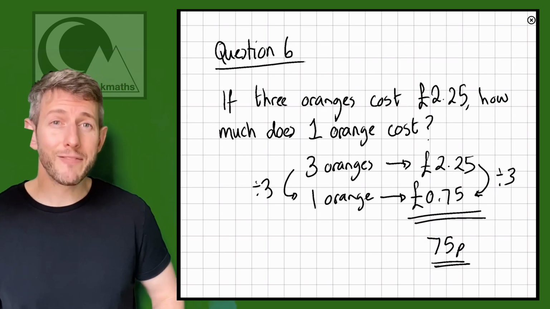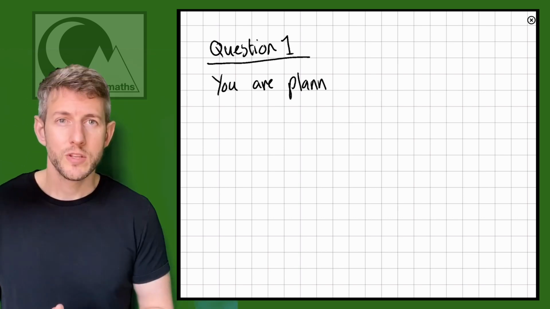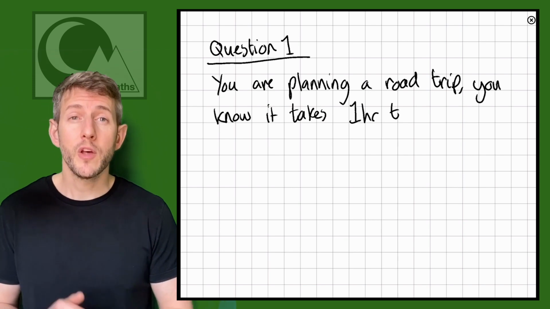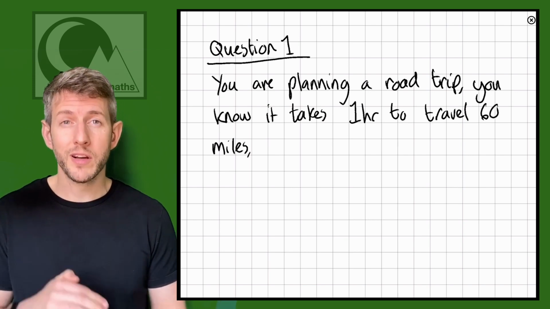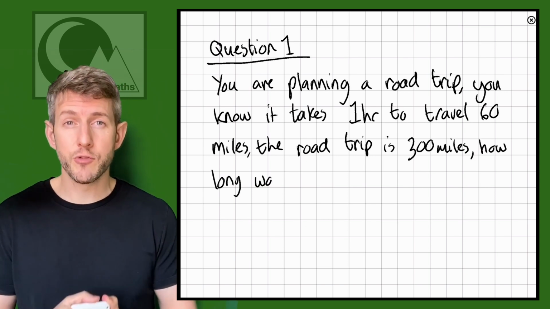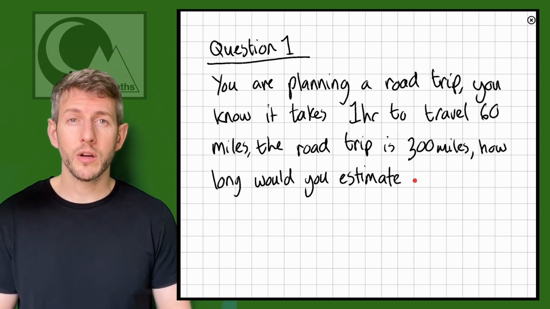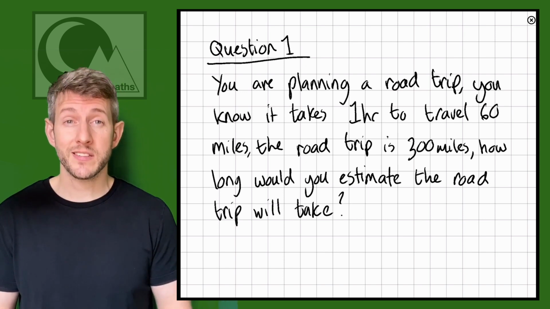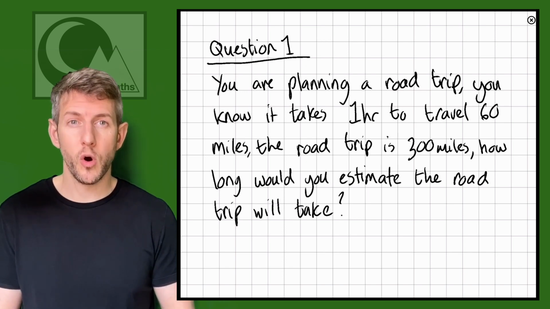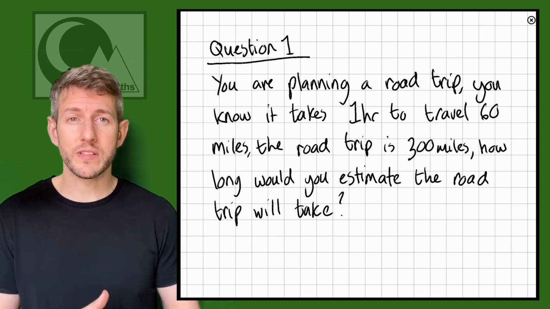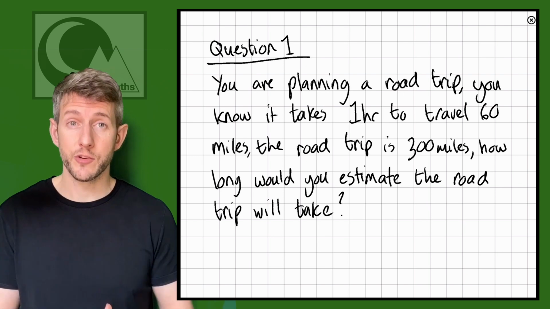Right, let's have a look at the scenario questions. So here we are. First scenario question. It says you're planning a road trip. You know that it takes you 1 hour to travel 60 miles. The road trip is 300 miles. How long would you estimate it would take you? So we know that 60 miles is 1 hour, and we want to work out how long it's going to take you to do 300 miles.